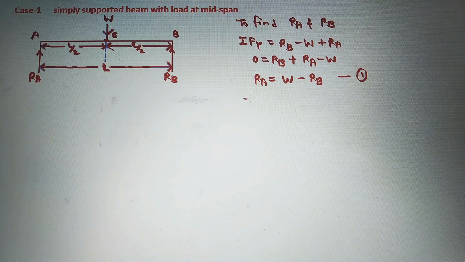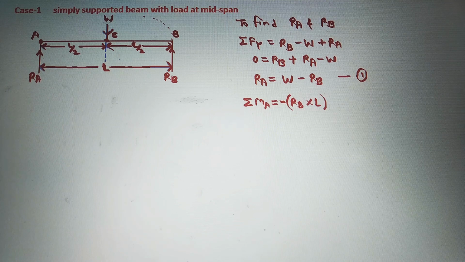Next we will take moment about point A. Now see here, if we take moment about point A, then the moment of RA will be 0. Next, the moment of RB will be equal to RB into capital L. Capital L is the perpendicular distance of this reaction RB from point A, but this moment is anticlockwise with respect to A. So this anticlockwise moment will be taken as negative.